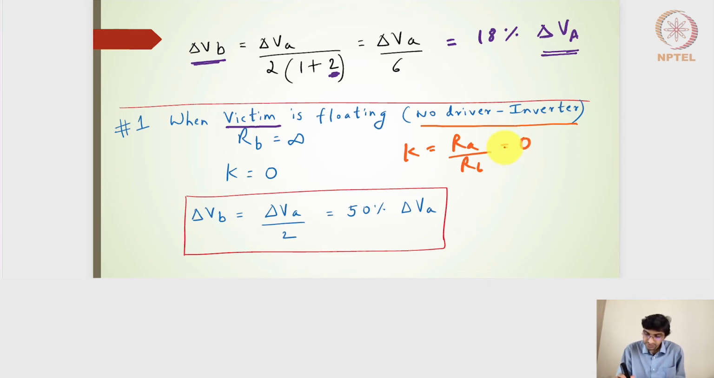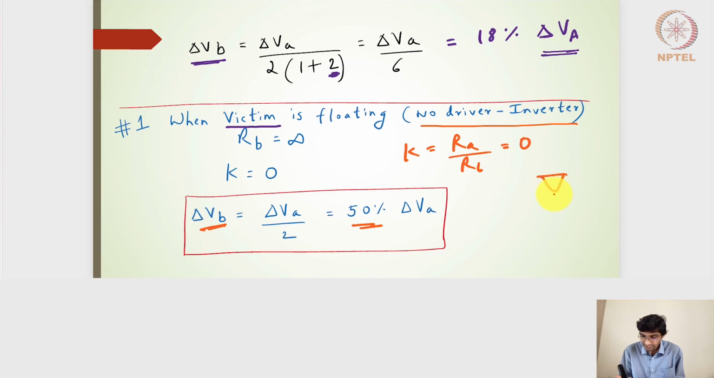All right. So K equal to 0 gives delta VB equal to delta VA by 2, times 1 over 1 plus K, where K is equal to 0. So it turns out to be 50%. So this is case 1, when the victim is floating. What it really means is it is not connected by any driver circuit.